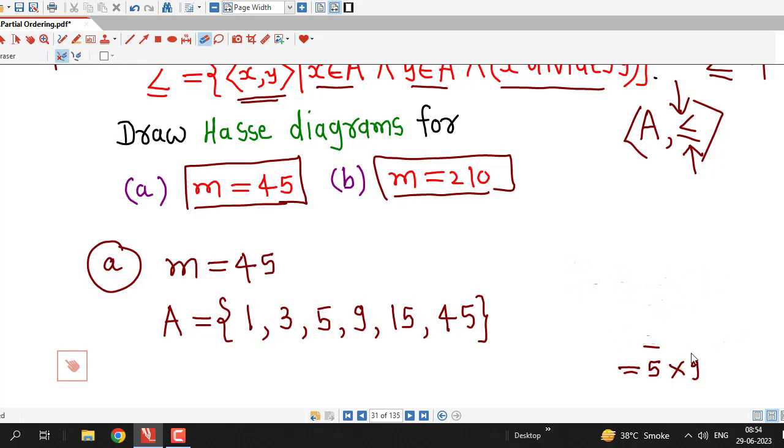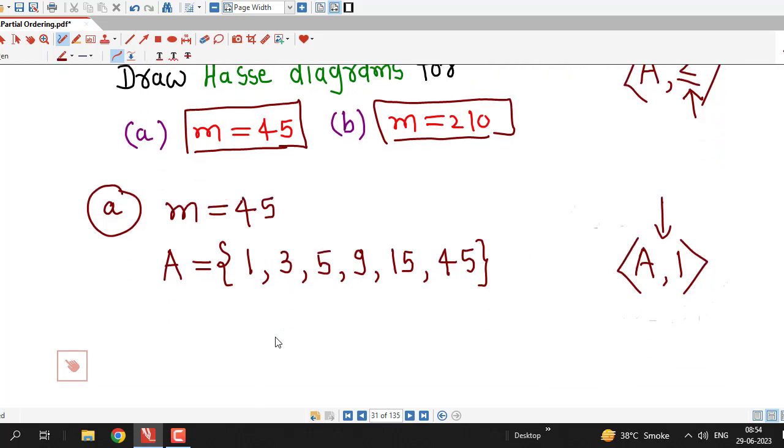So here I have written all possible factors of 45, and we are given that we have to consider the divides relation on this set A, and we know that the divides relation is a partially ordered relation on the set of positive integers. Here we have a finite number of positive integers. So this is a partially ordered set, and we have to draw the hash diagram for this partially ordered set.